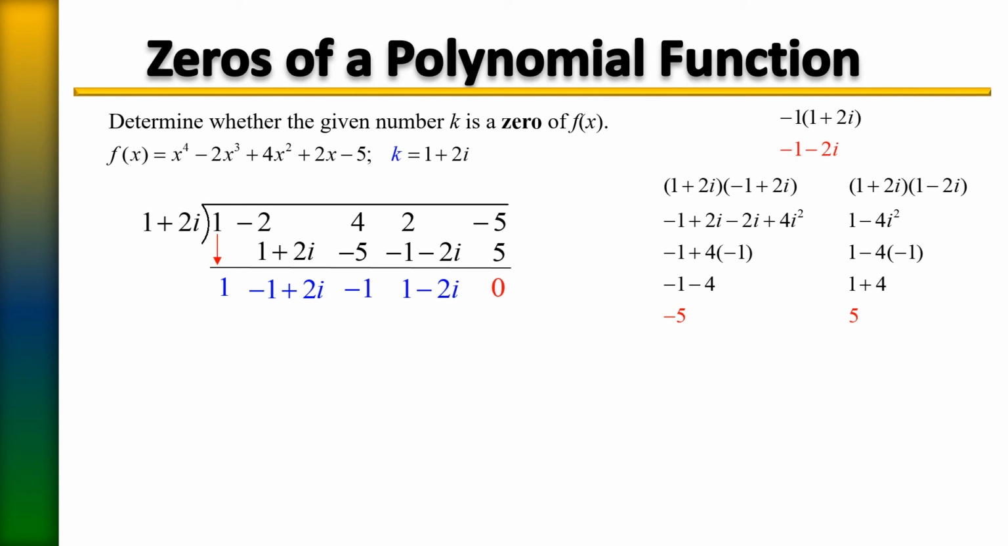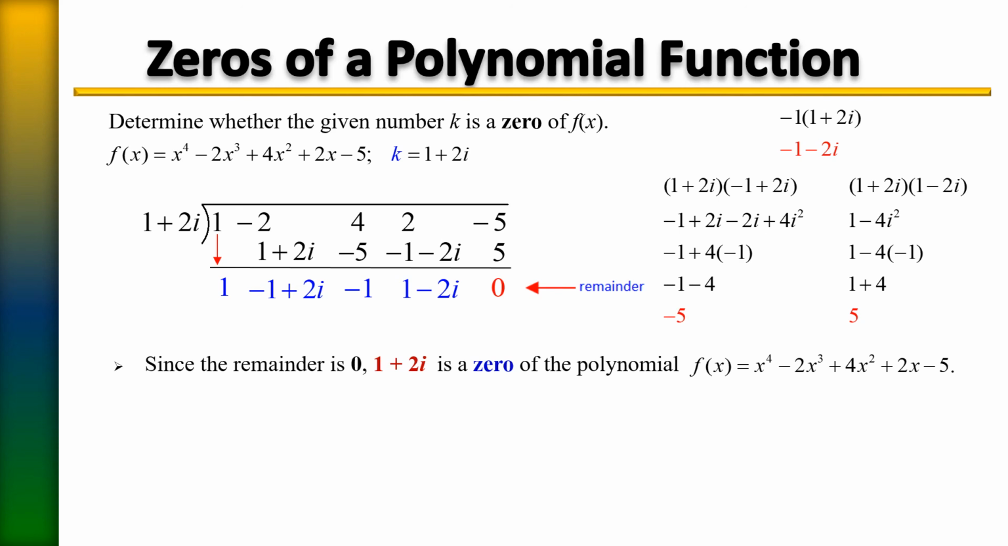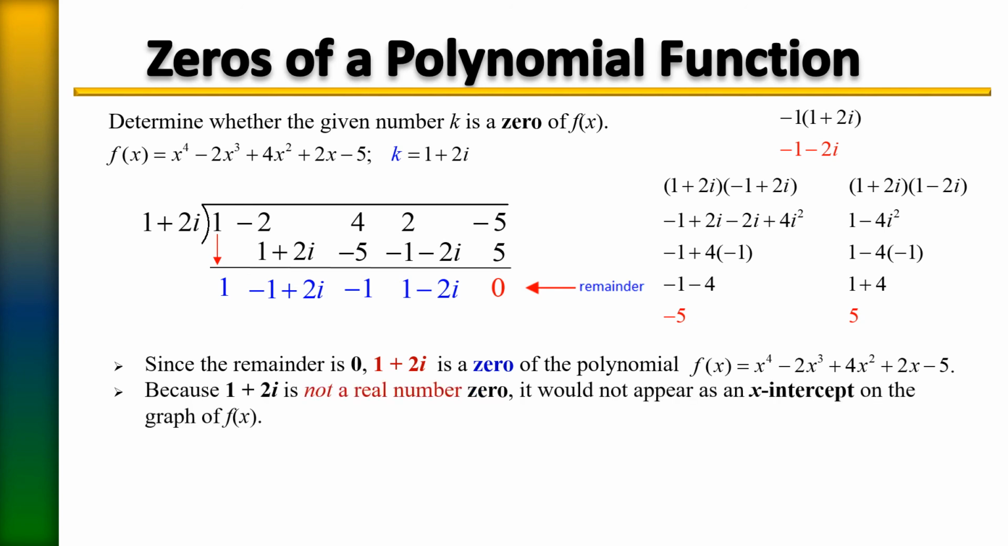So now that is proof, the fact that you have a 0 as a remainder, it is proof that 1 plus 2i is a 0 of this function. But not only is 1 plus 2i a 0 of this function, because we have a remainder of 0, but by the conjugate theorem, if 1 plus 2i is a 0 of this polynomial function, then 1 minus 2i must also be a 0 of this polynomial function.